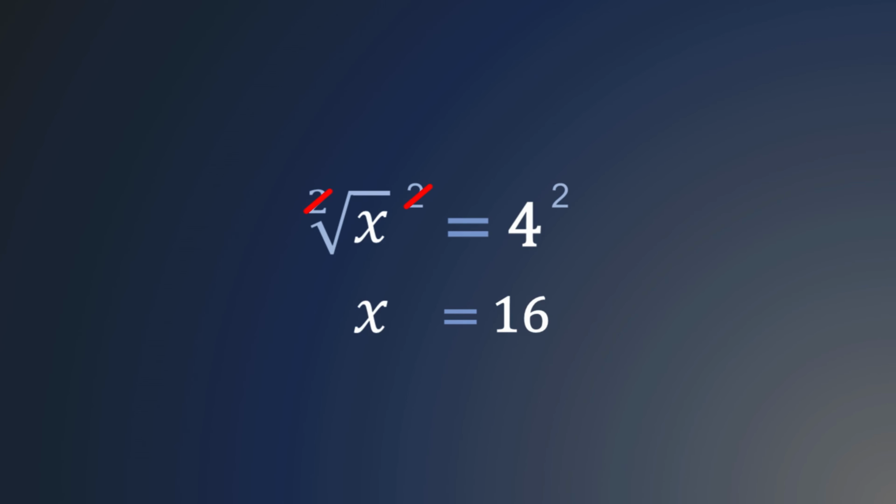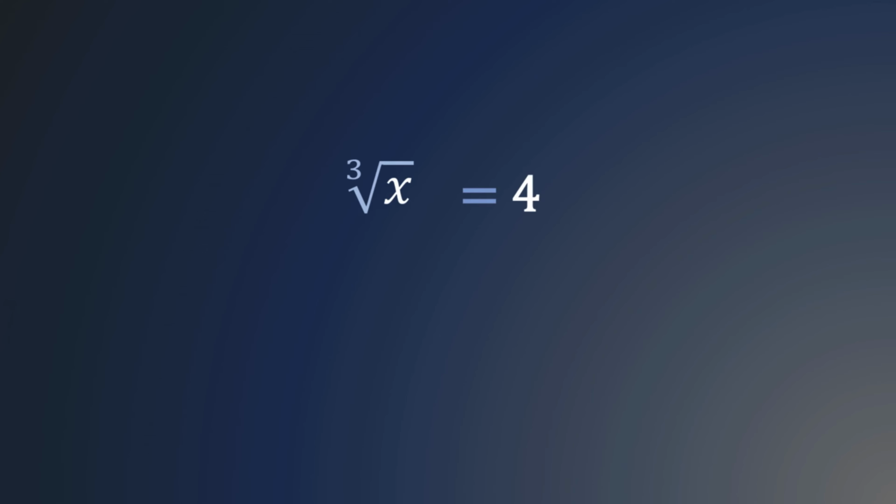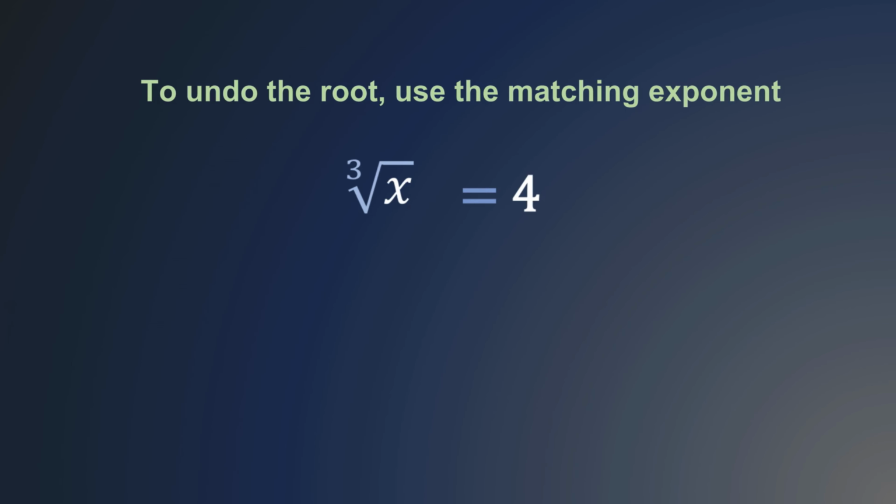Let's solve another root equation, but this time it's a cube root of x equals 4. Just like before, our goal is to get x all by itself. But since we're dealing with a cube root, squaring both sides won't help. Instead, we need to use the exponent that matches the root. That means square roots are undone by squaring, raising to the second power. Cube roots are undone by cubing, raising to the third power. Similarly, fourth roots are undone by raising to the fourth power, and so on.